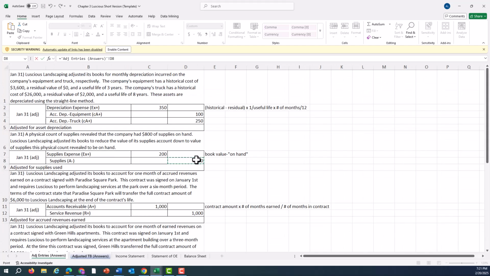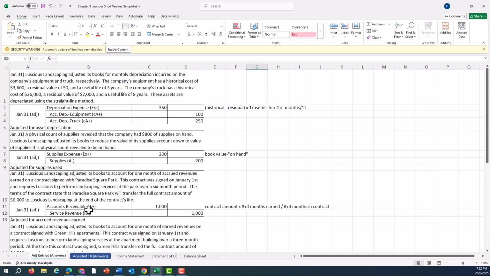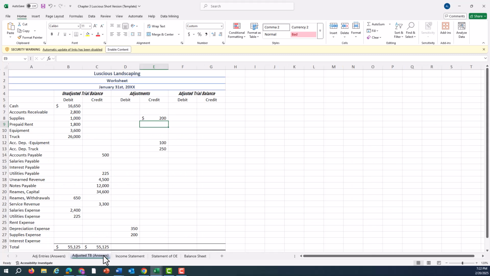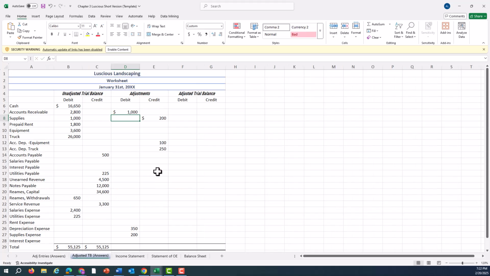Two entries down. The third adjusting entry that we recorded had a debit to accounts receivable for $1,000 and a credit to service revenue for $1,000. Let's bring those things over to our adjusted trial balance. So I'm going to bring that $1,000 debit to accounts receivable into my adjustment section, and that $1,000 credit to service revenue into the credit column of my adjustment section.